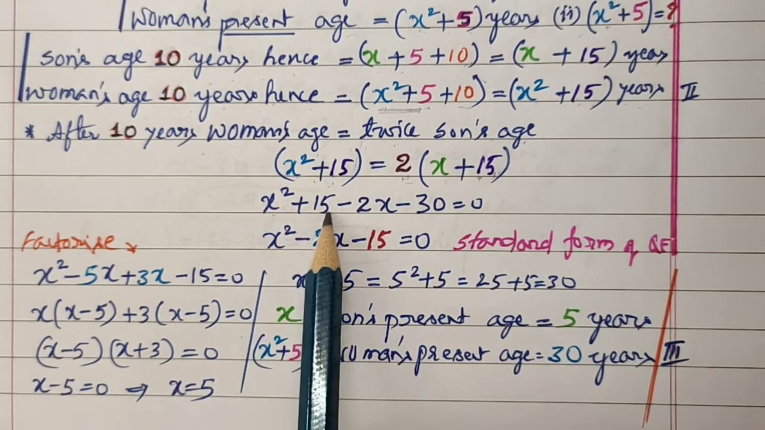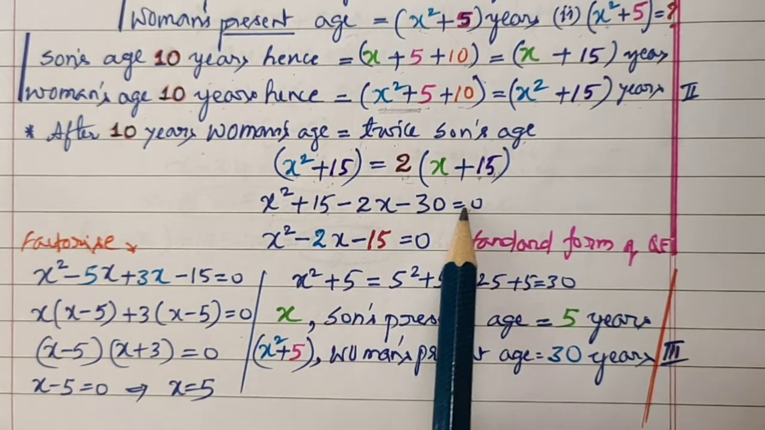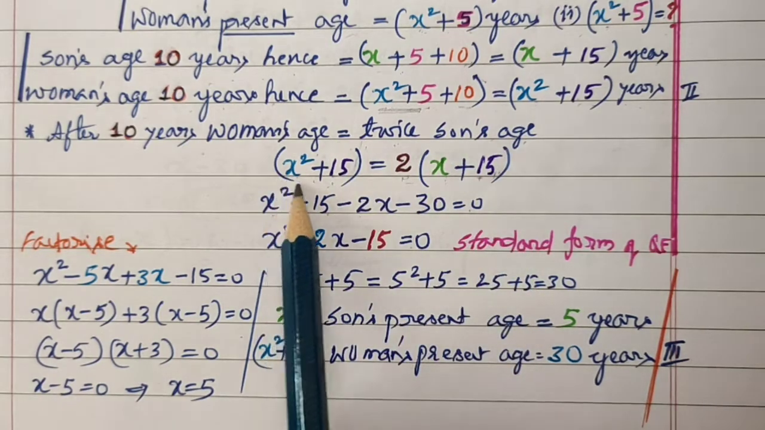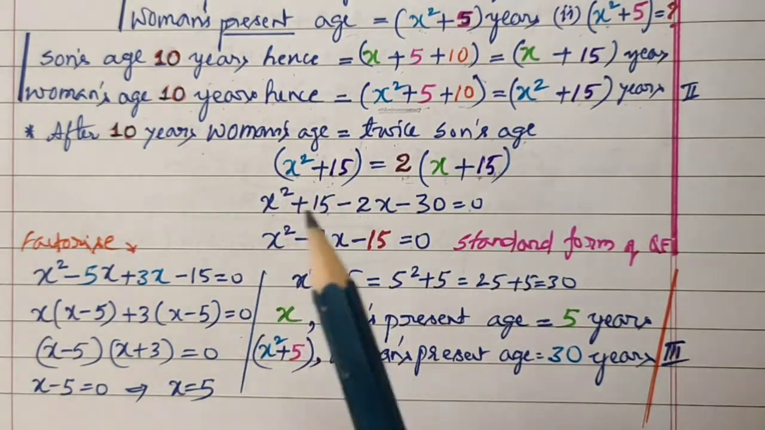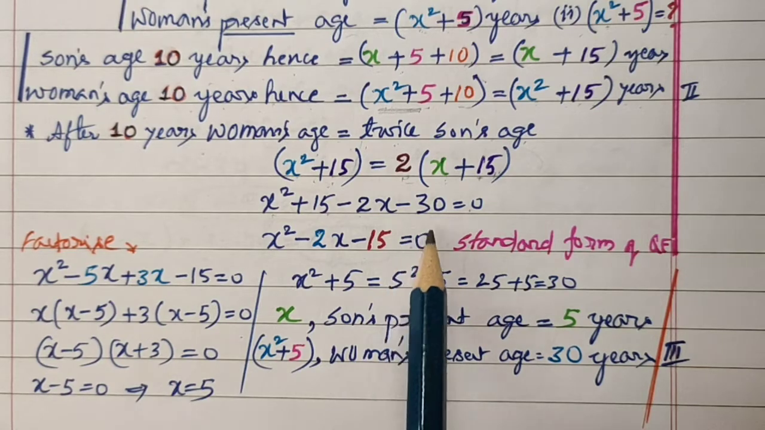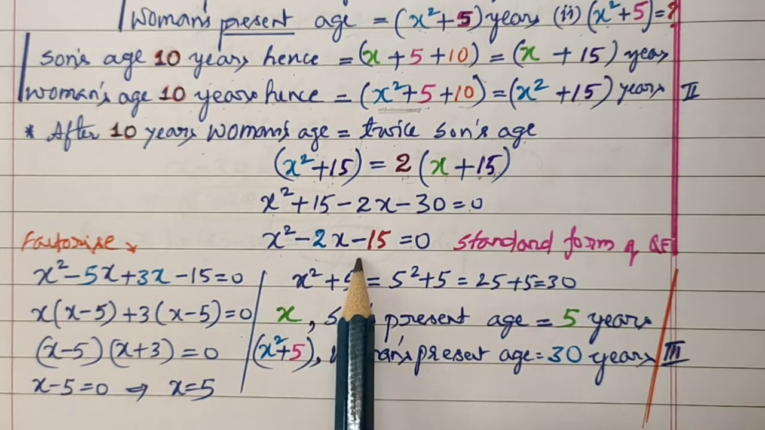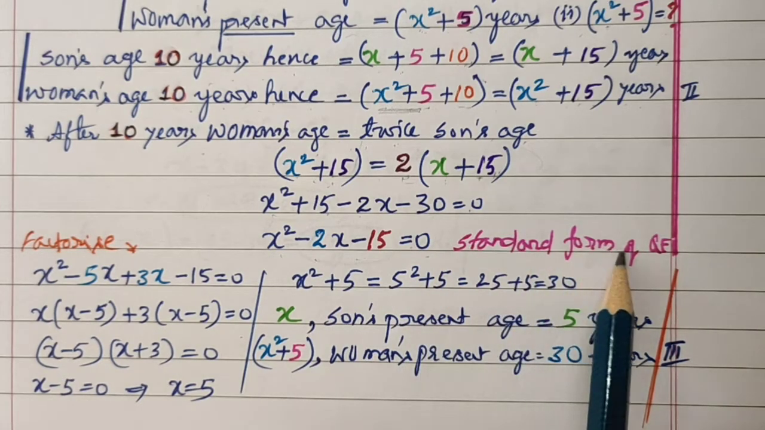Then x square plus 15 minus 2x minus 30 is equal to 0. Keep this in standard form. So this is the second relation, the second condition they were given. The first condition we already used. By using those two, we got the standard equation as x square minus 2x minus 15 is equal to 0. This is the standard form of a quadratic equation.